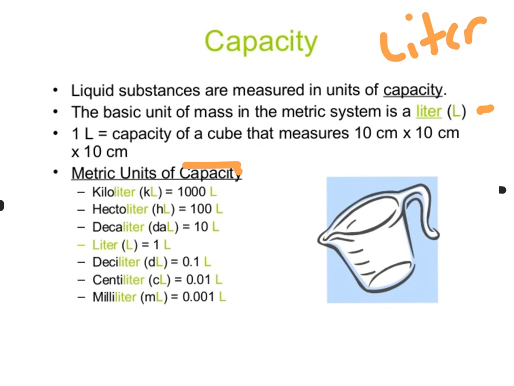hectoliters, deciliters. The liter is the middle. We would be talking meters if we were measuring by distance, but in this case we have a liter. You know, a can of pop is like 2 liters.